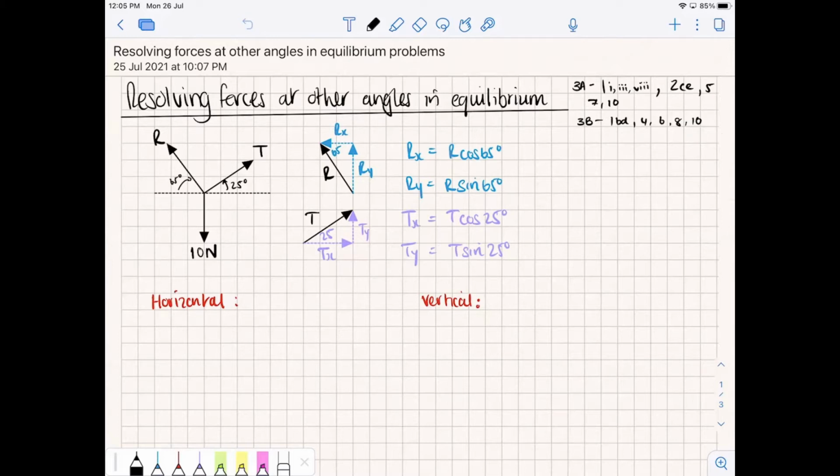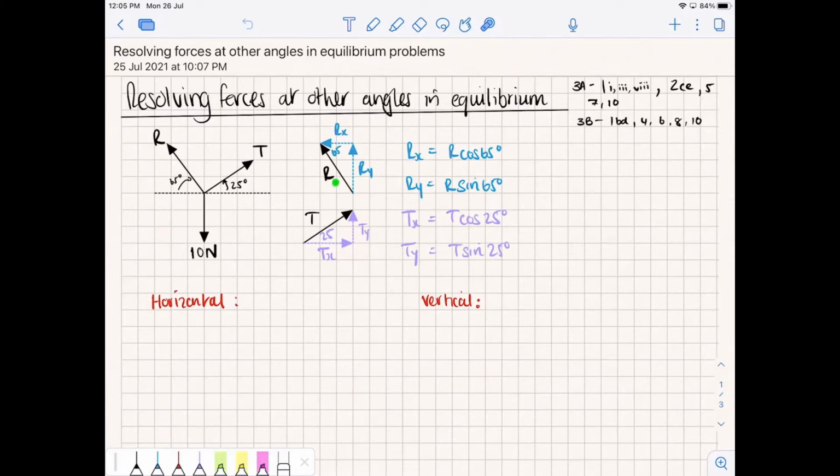So if we consider this problem that we have here, we have two unknown forces. We have unknown force R, we have unknown force T, and we have a known downward force due to the weight of this object of 10 newtons, okay? So how we would have done this based on what we've learned last week is we need to separate both of these unknowns into their two components.